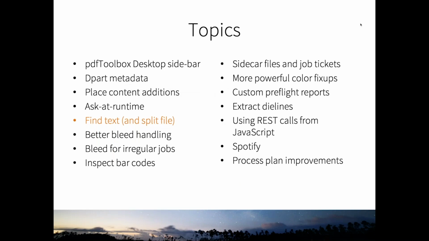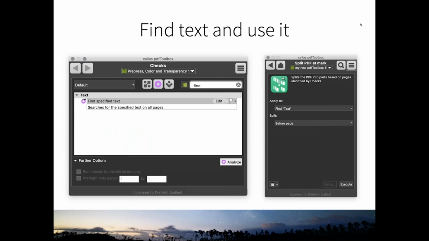I talked about splitting files when we talked about Dpart information, mainly to say that you couldn't use Dpart information to split files. Well, there is a new check that you can use to split files in there. And you can use it for more than that as well. But if you look on the left-hand side of the slide here, you can see that there is a new check that you can make that is called find text, and find text does exactly what it says.